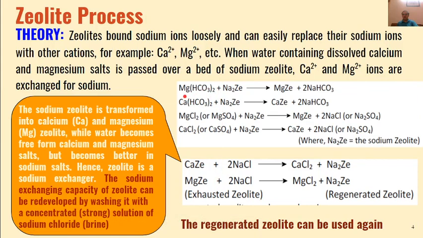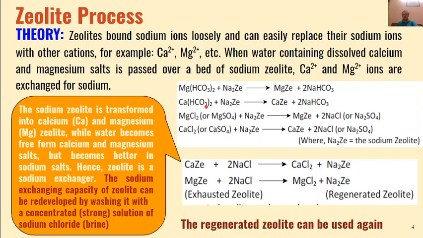For example, if we have magnesium bicarbonate salt dissolved in water, the bed of sodium zeolite will interact with this magnesium bicarbonate, and the sodium ion in the zeolite will be replaced by magnesium. This will become magnesium zeolite, and magnesium bicarbonate will become sodium bicarbonate.